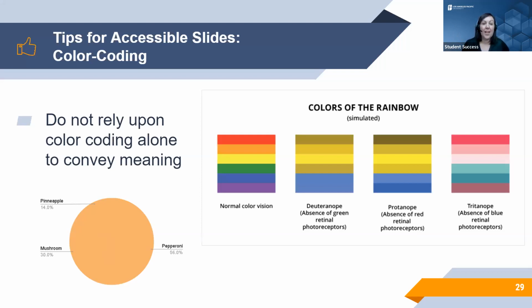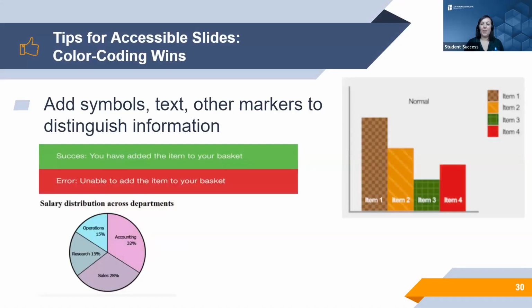But if I'm red-green colorblind and I've got a pie chart using those colors, it's going to look like this, a big brown blob to somebody, and you cannot understand the meaning of it. But here's what you can do. You can use color coding, but add some other distinguishing characteristics that allow someone to distinguish the information.